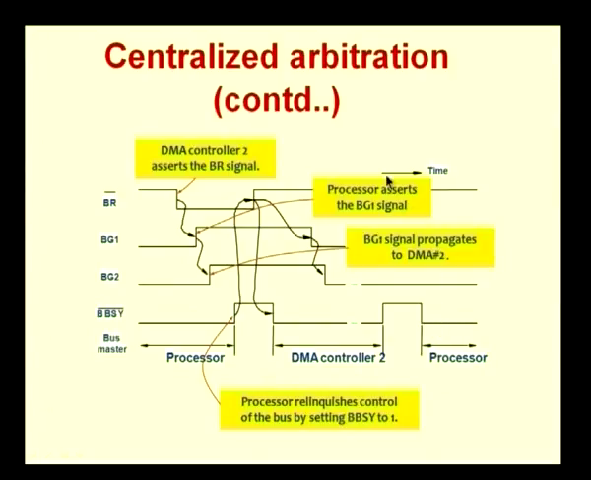If another controller had made a request, then depending on which has a higher priority, whether it is the processor or the controller, the bus will be given to that particular processor or to that particular controller device. So, this is basically how the centralized arbitration scheme will work.